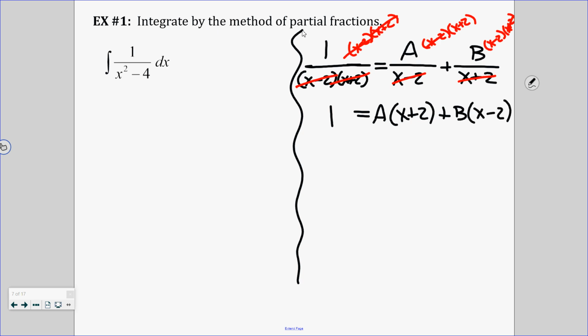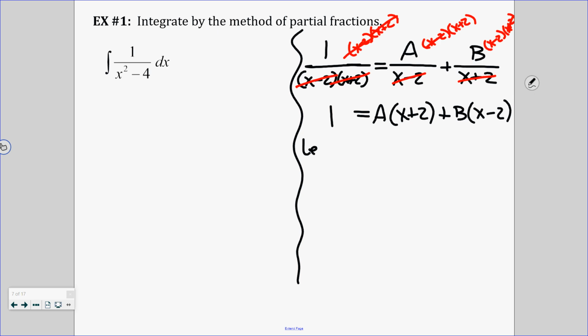In the future it'll be easy. Once you do enough of them, you realize that the right-hand side is just the factors you have on the left. You'll just be multiplying by the one that's left over. Then we know that this is true for all x, so we pick any x's that we want. I'm going to pick x's that make life easier.